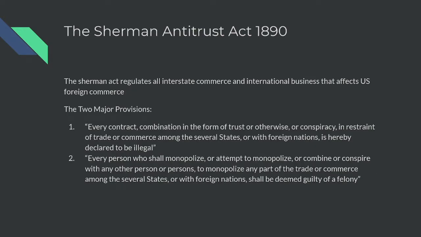The Sherman Antitrust Act of 1890. The Sherman Act regulates all interstate commerce and international business that affects U.S. foreign commerce. There are two major provisions. First, every contract, combination in the form of trust or otherwise, or conspiracy, in restraint of trade or commerce among the several states, or with foreign nations is hereby declared to be illegal.